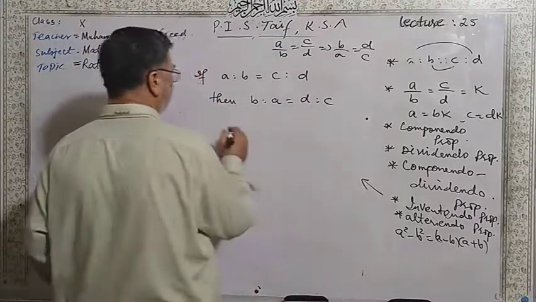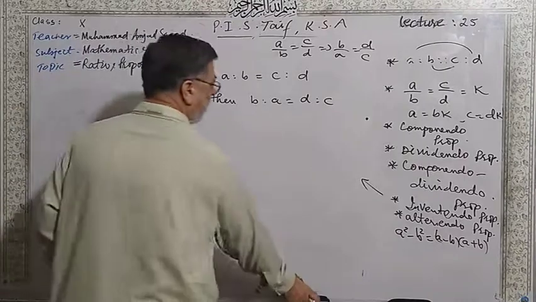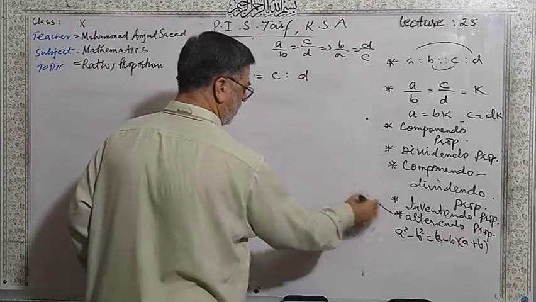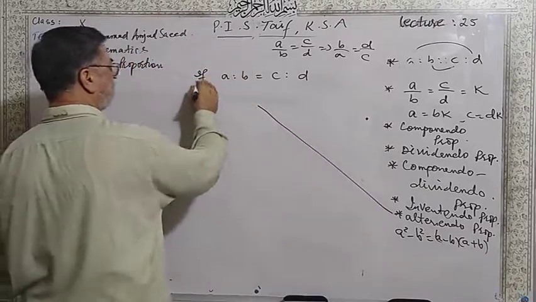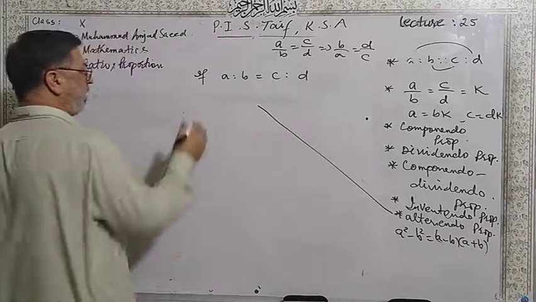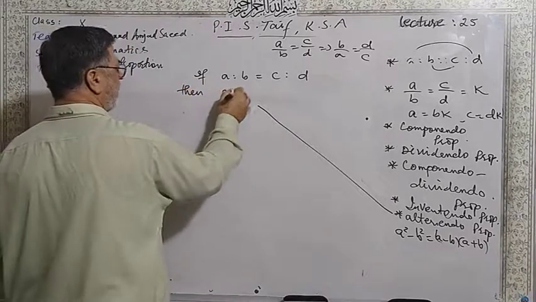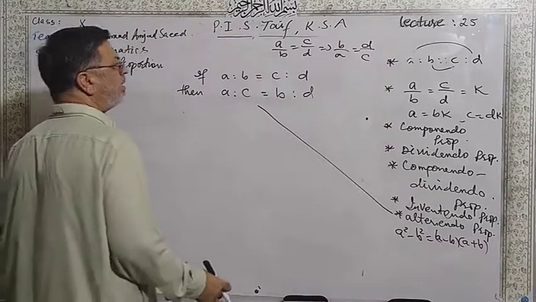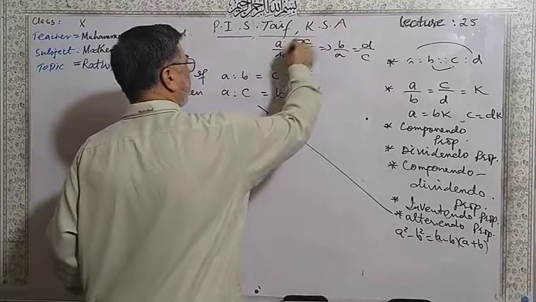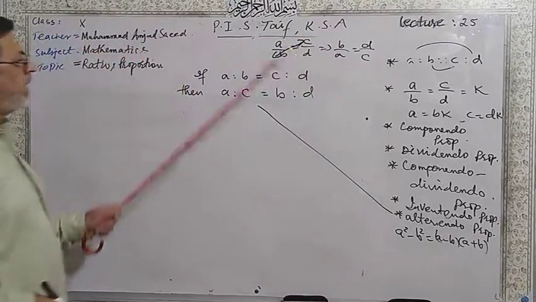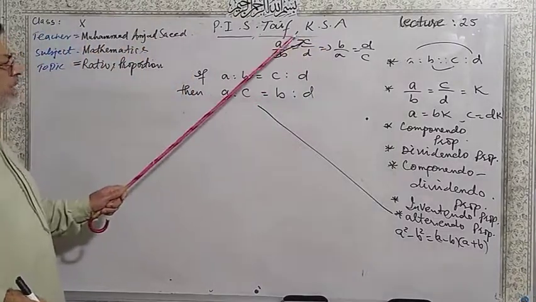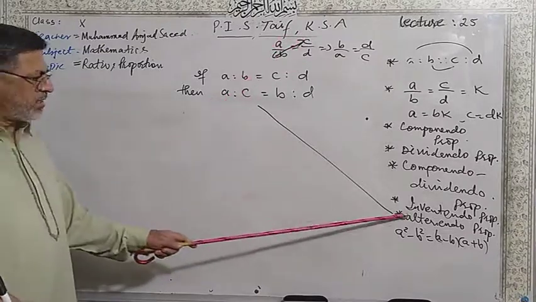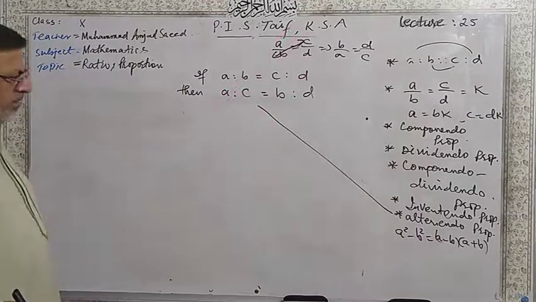After that, alternando property. If A ratio B is equal to C ratio D, then A ratio C is equal to B ratio D. Actually, you will interchange these numbers. A over B is equal to C over D, B and C are interchanged. So this is known as alternando property.